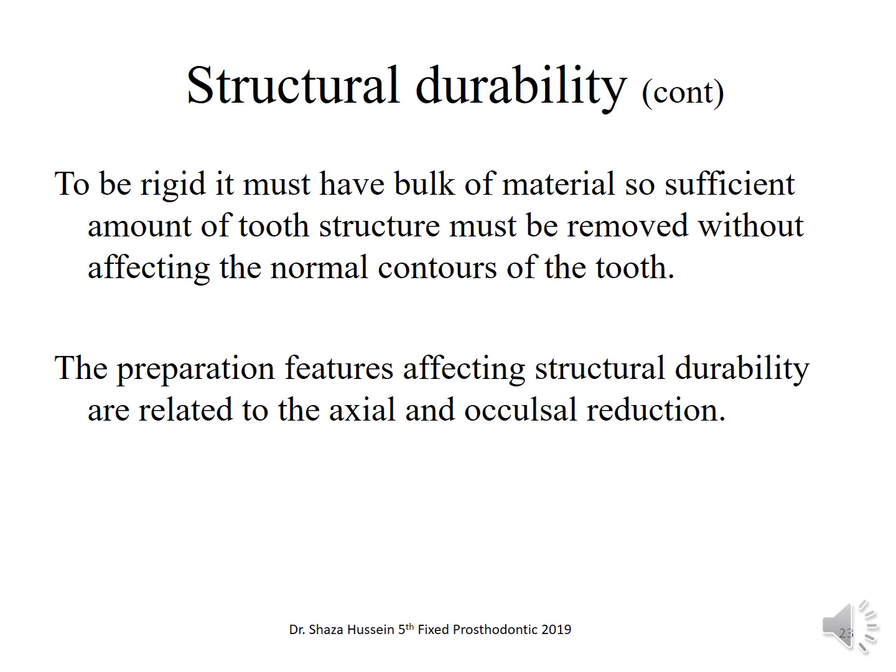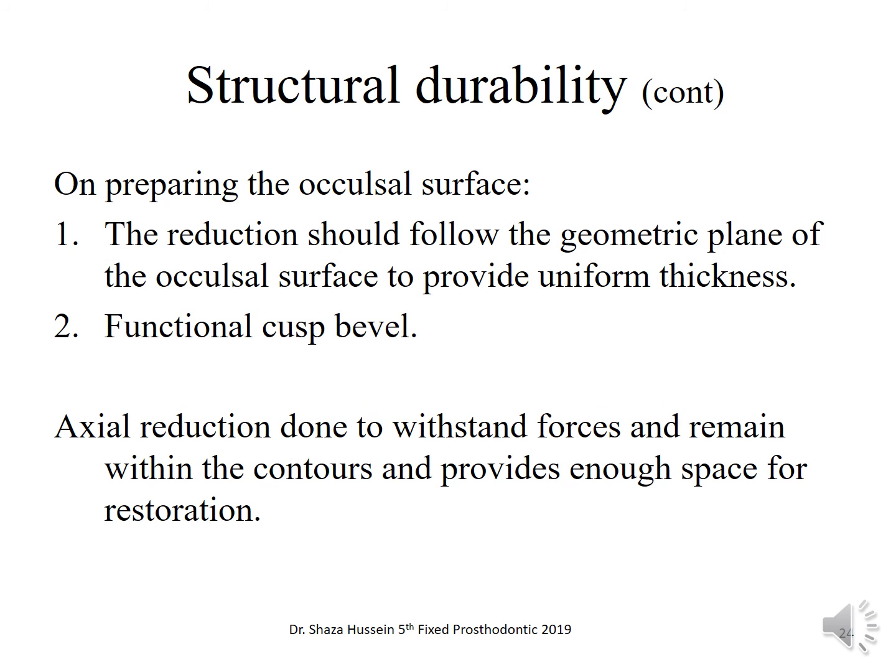To be rigid, it must have a bulk of material, so a sufficient amount of tooth structure must be removed without affecting the normal contour of the tooth. Preparation features affecting structural durability are related to the axial and occlusal reductions. On preparing the occlusal surface, the reduction should follow the geometric plane. I have to be following the tooth geometry, okay? The occlusal surface, so making uniform thickness.